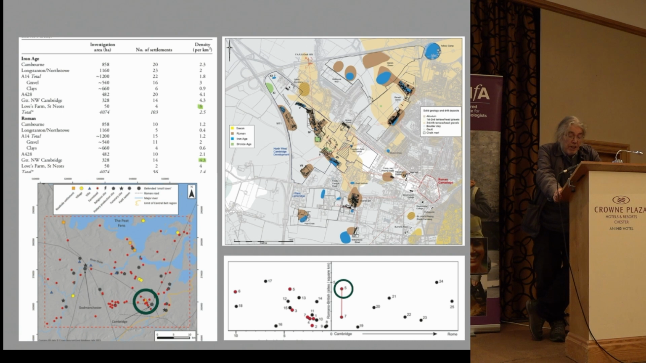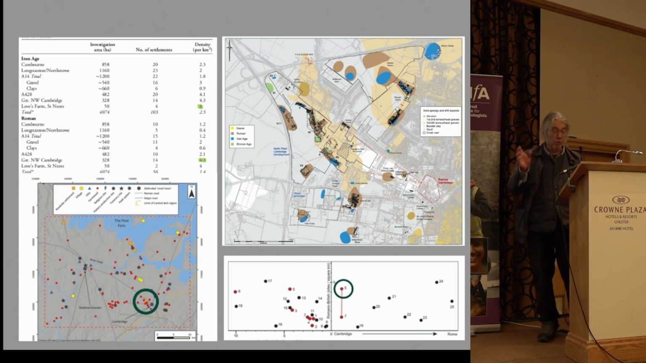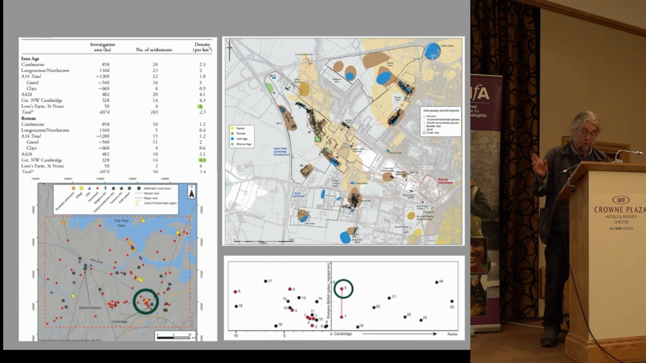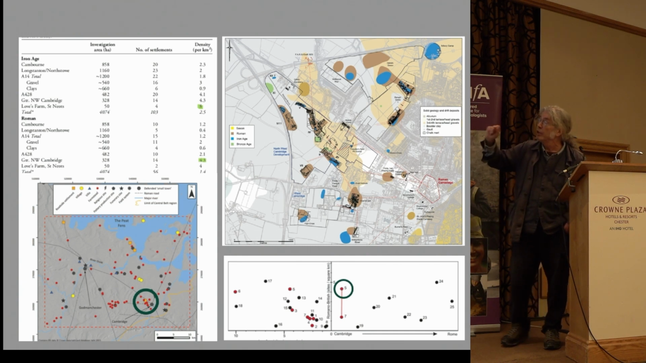Now, the highest Iron Age value comes from Love's Farm, which has a staggering 8 sites per square kilometer, almost twice the density of any others. And that's probably largely attributed to its riverside situation. The highest Roman is the Greater Northwest Cambridge project at 4.3 settlements per square kilometer. And it's shown both here and on the upper right here, but also in the bottom left, you get the circle. But it's also quite interesting.